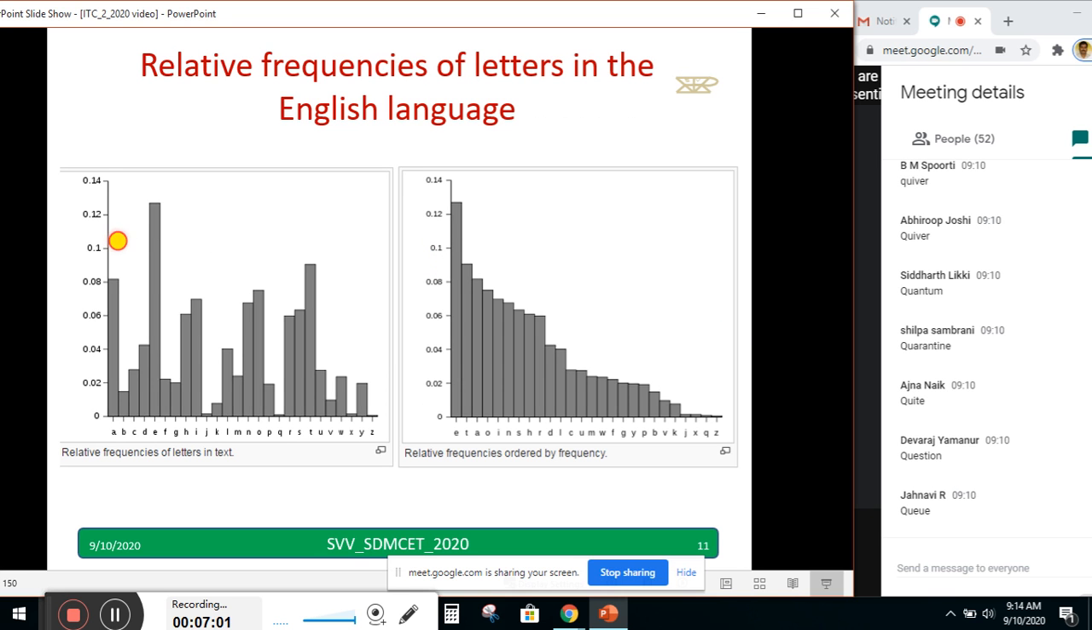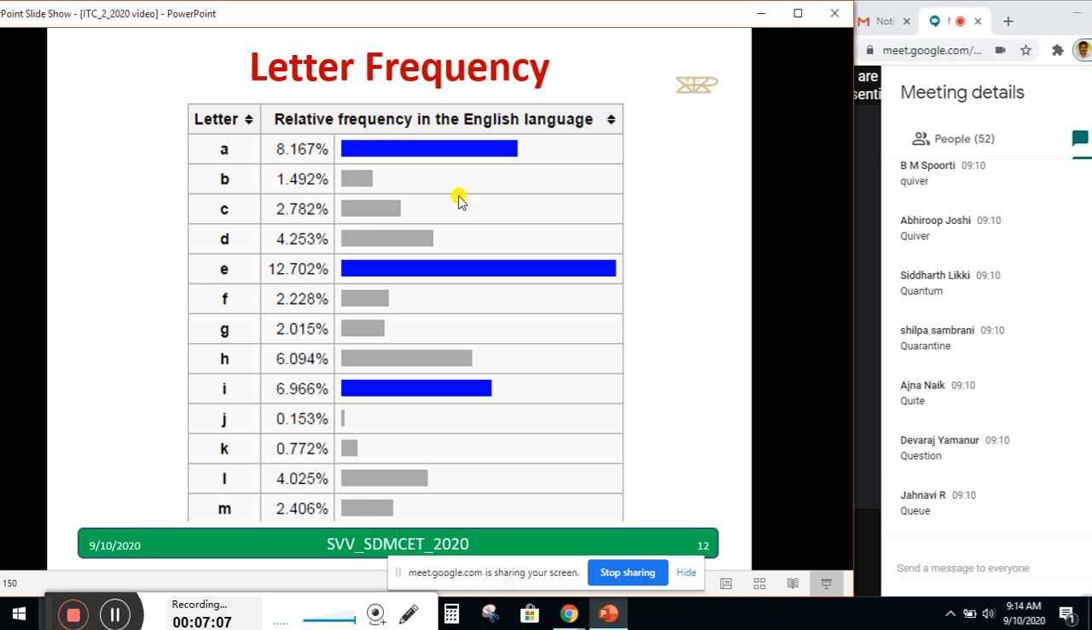Okay, this is not in the syllabus, just for your reference. I think one more slide is there, I'll show that. Yeah, you can see here. A has this much probability; B, C; E has the highest. I has this much probability of occurrence in one page or one particular node, something like that.